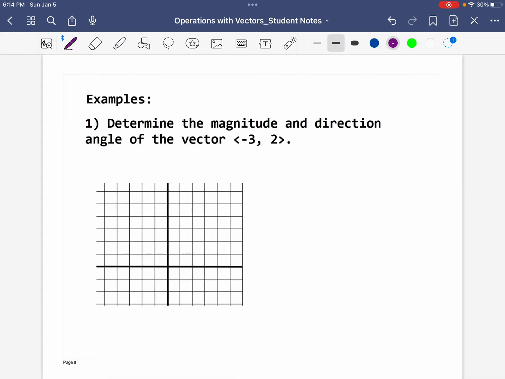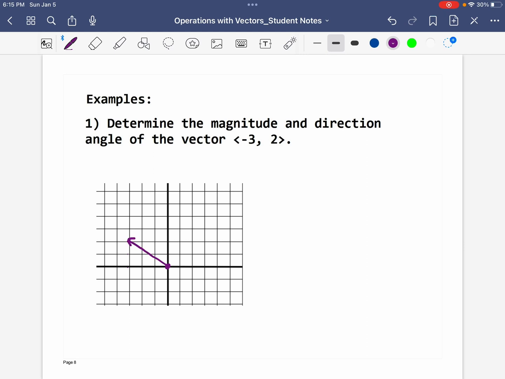So our first example, we have a vector with components. So I know it's components because they're v-shaped brackets, -3, 2. So it doesn't tell me anything else. So I'm going to go ahead and just think of this in standard position. So draw it at the origin. -3 tells me I go left 3 in the x direction, and then I'm going to go up 2. And I'm going to draw my vector.